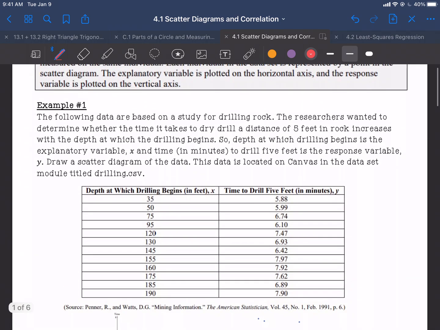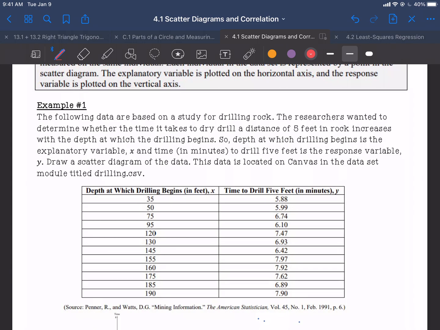So in this first example, the following data is based on a study for drilling rock. The researcher wanted to determine whether the time it takes to dry drill a distance of 5 feet in rock increases with the depth at which the drilling begins. So depth at which drilling begins would be your x value or your explanatory variable, and the time in minutes to drill 5 feet would be the response variable or your y variable. Draw a scatter diagram of the data.